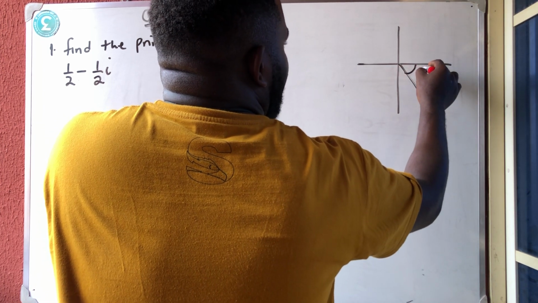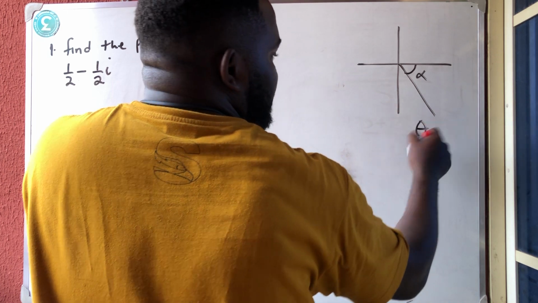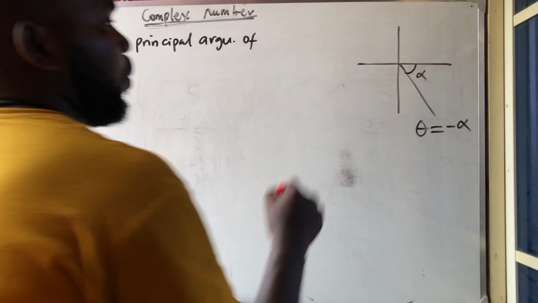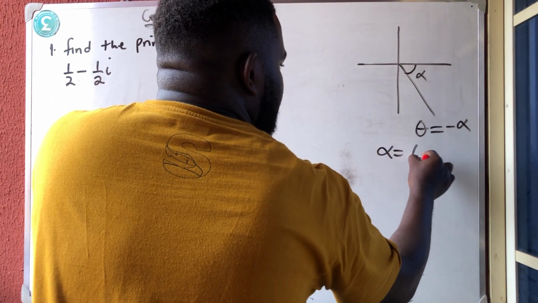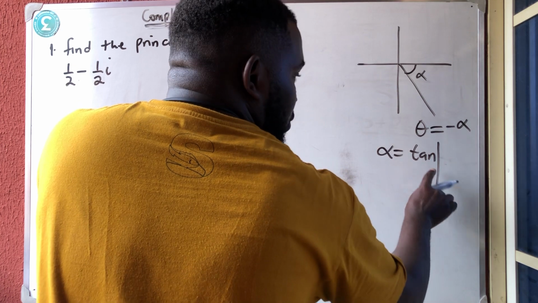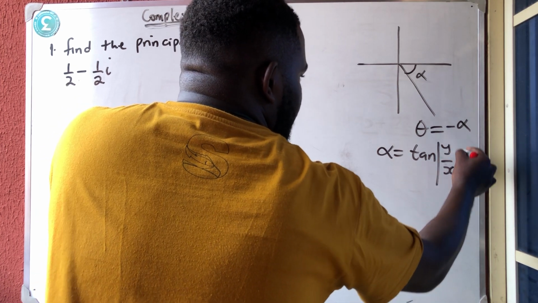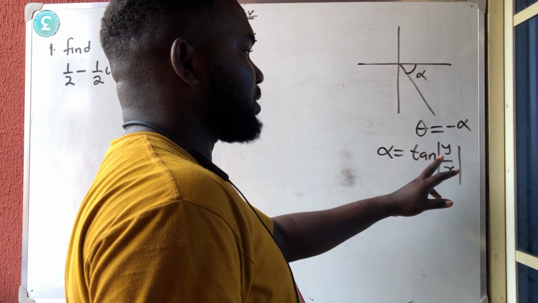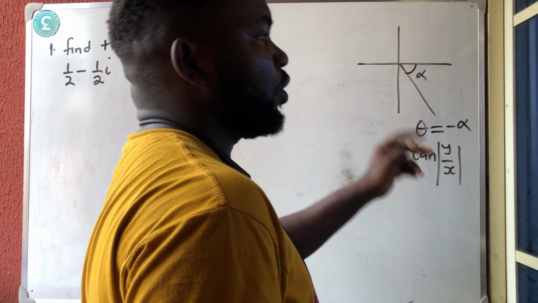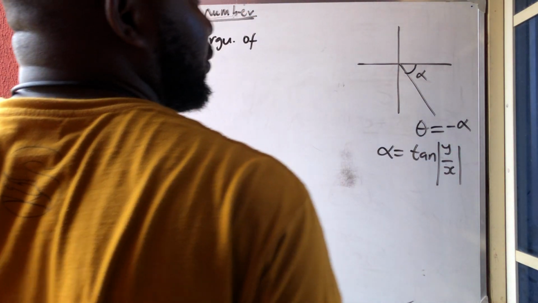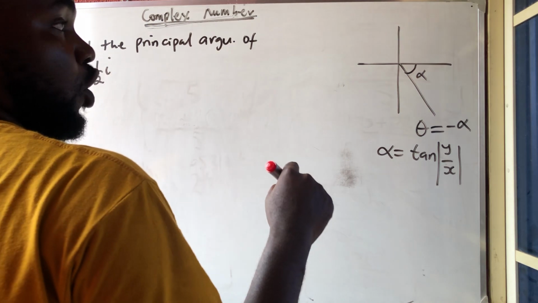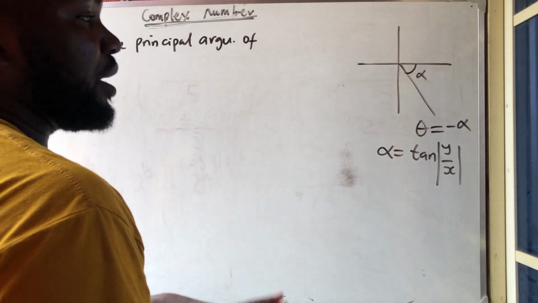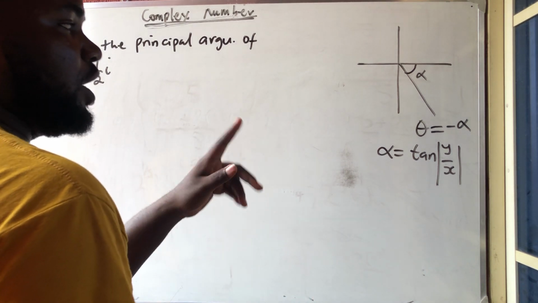that if here now is alpha, and theta is your principal argument, then the principal argument is equal to minus alpha. Okay, and what is your alpha? Don't forget, alpha is equal to the tan inverse of the absolute value of y over x. For principal argument, we always have this absolute value. But in your normal argument, there is no absolute value there. But after doing your calculation, you see that in the first, second, third quadrant, the argument and the principal argument are the same thing. Only in the fourth quadrant.